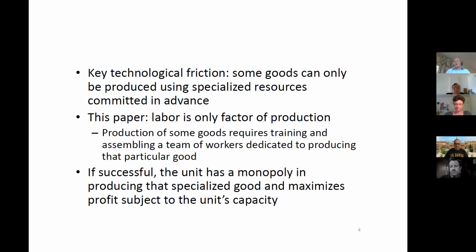Now, actually, in the model I'll be presenting, labor is the only factor of production. And so by specialization, I mean training. Production of some goods requires training and assembling a group of workers that are dedicated to producing that particular good. And a key variable I'm focusing on will be creating a new good.